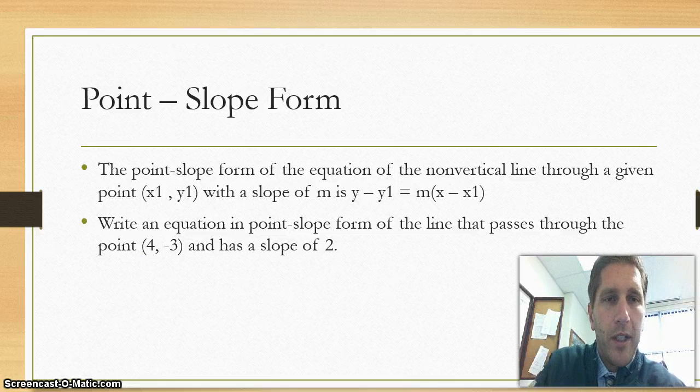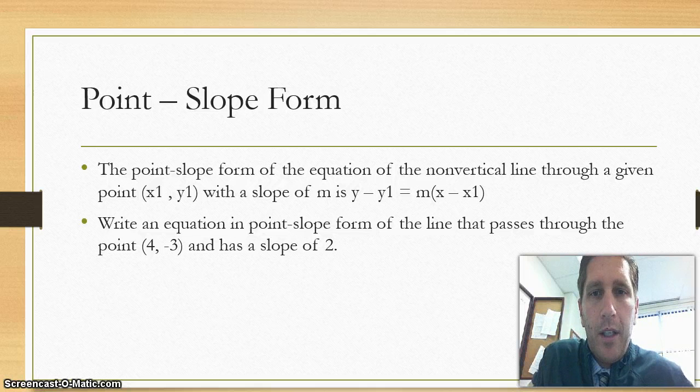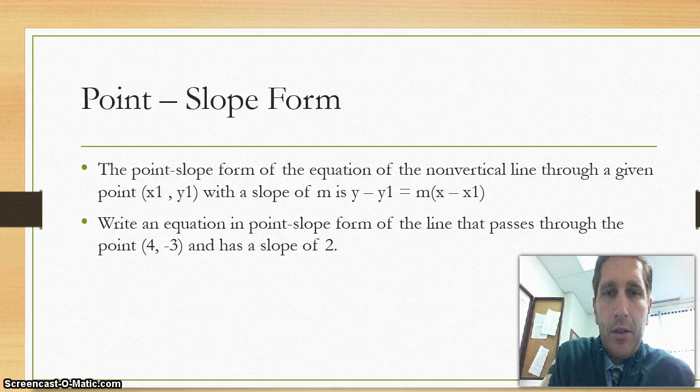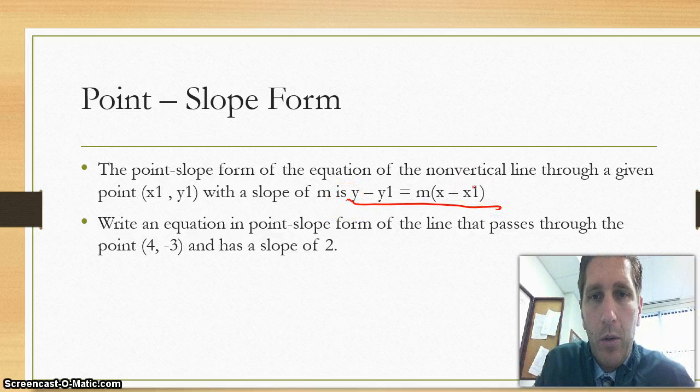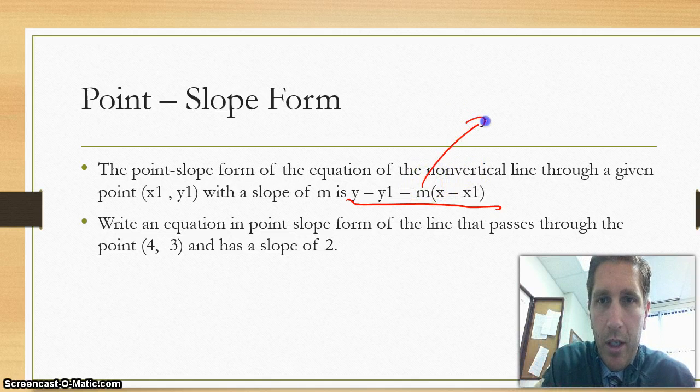So point-slope form, what is it? The point-slope form of the equation of the non-vertical line through a given point (x1, y1) with a slope of m is, so here is the equation right here: y minus y1 equals m parentheses x minus x1. So I know right from this equation that I need a slope and I need an ordered pair to be able to put it into this equation.